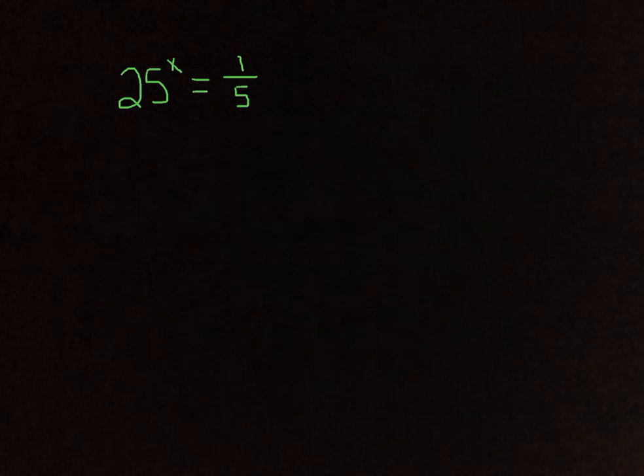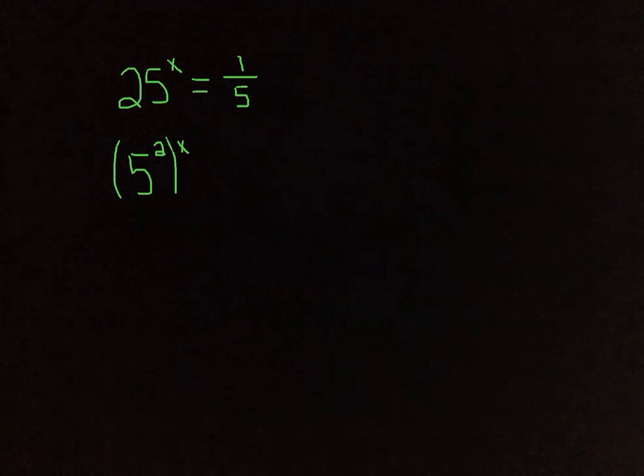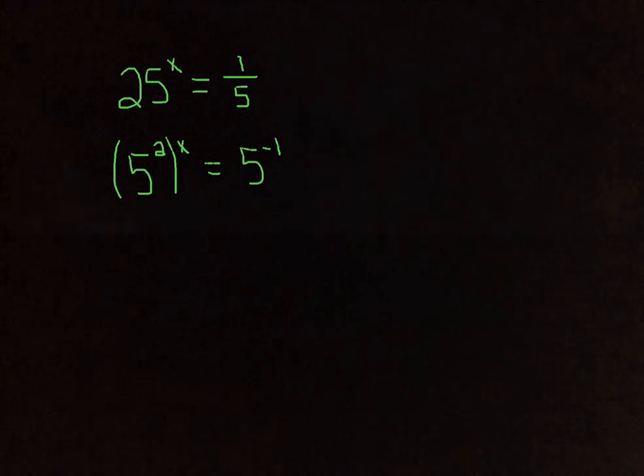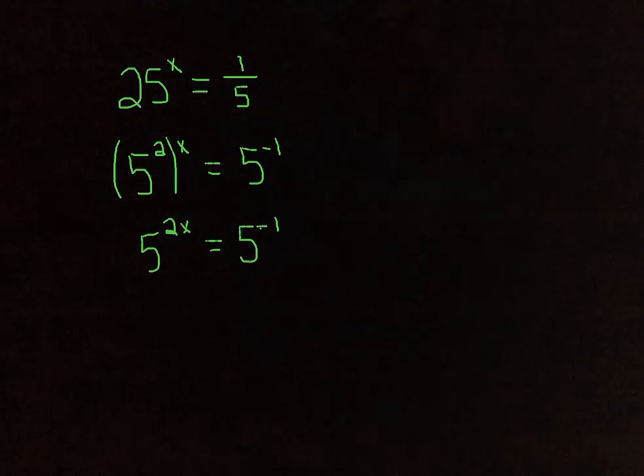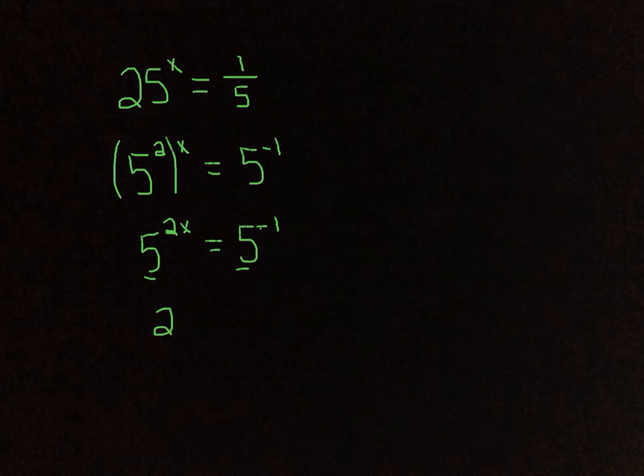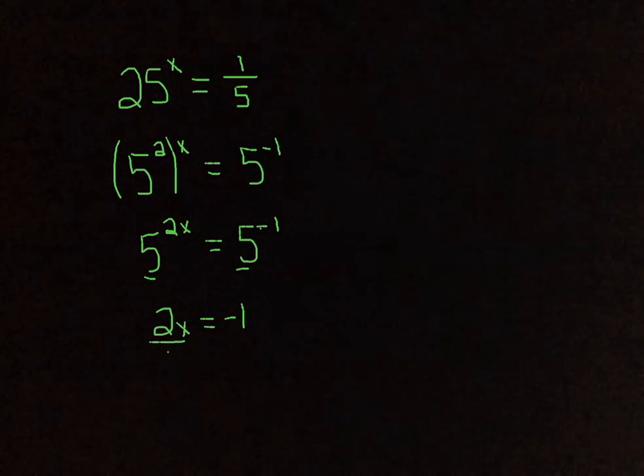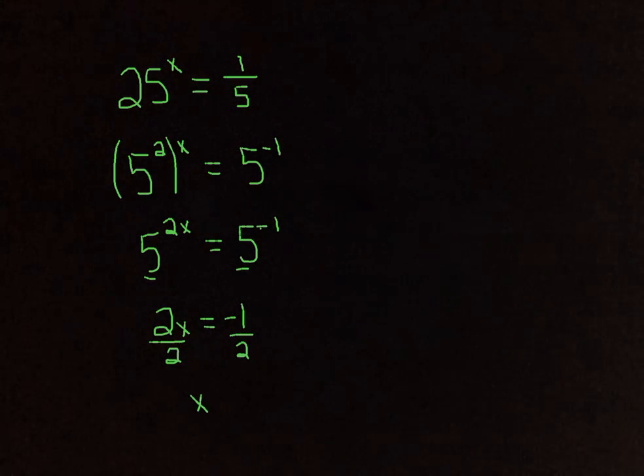Let's take a look at one last example. We have an exponential equation, 25 to the x equals 1 over 5. We want to try to get these into prime factorizations, and we can. 25 is 5 squared to the x power. And 1 over 5 is the same thing as 5 to the negative 1. So this is 5 to the 2x is equal to 5 to the negative 1. Since the base numbers are equal, then 2x must equal negative 1, divided by 2, and x is equal to negative 1 over 2.